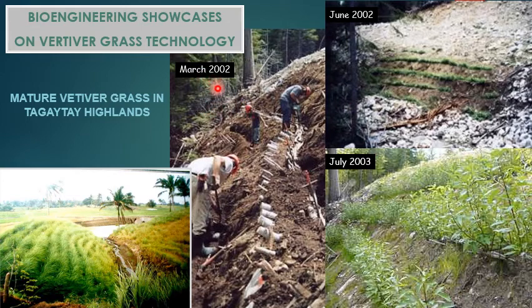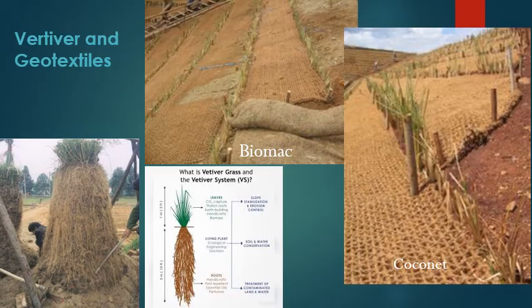In March 2002, they started to grade the slope and plant vetiver. After a few months, the vetiver started to grow, and in July 2003, they had already grown to several inches, several centimeters, and after a year, this is how it looks. What is a vetiver? This is the vetiver.